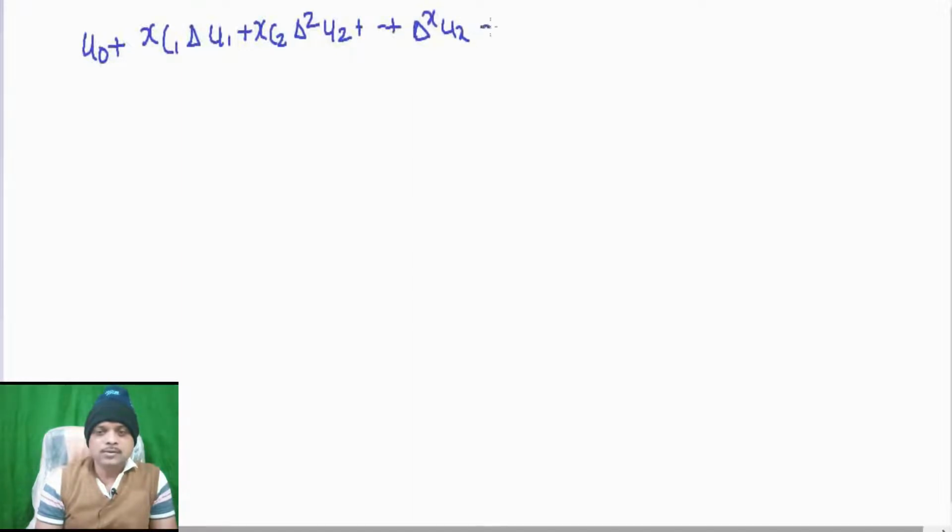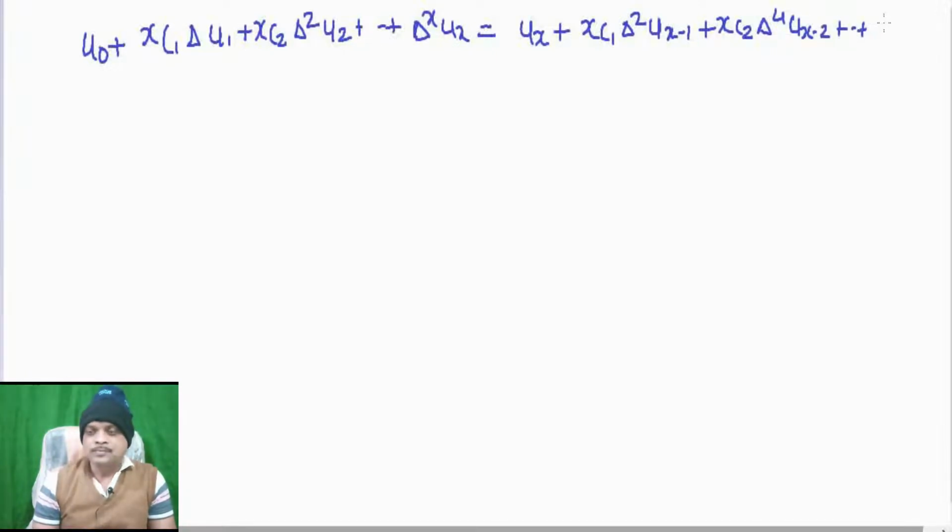u0 plus xc1 delta u1 plus xc2 delta square u2 plus delta raised to x into ux equal to ux plus xc1 delta square ux minus 1 plus xc2 delta raised to 4 ux minus 2 plus delta raised to x into u0.